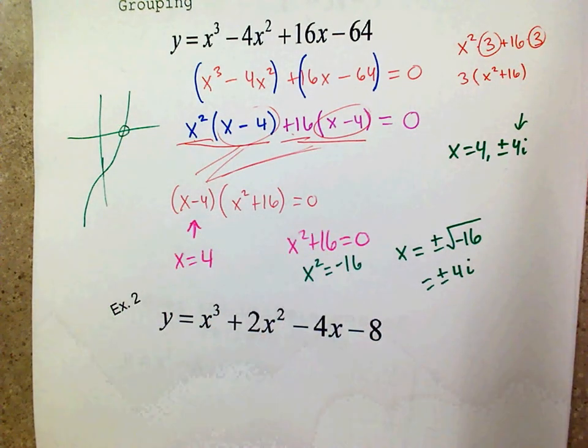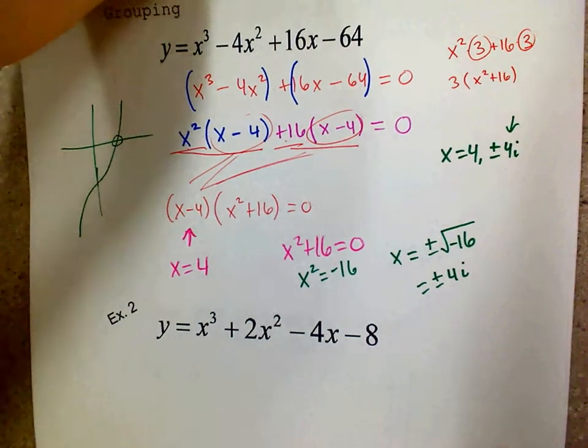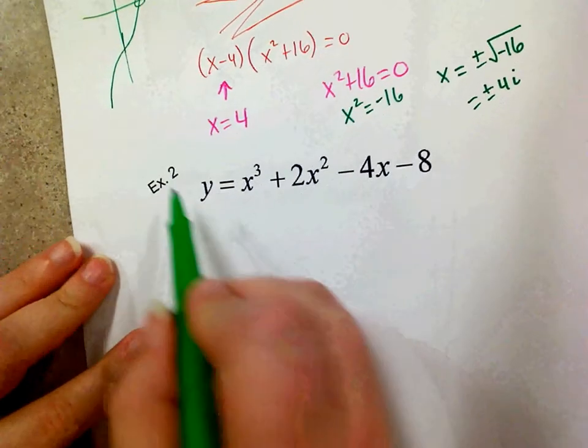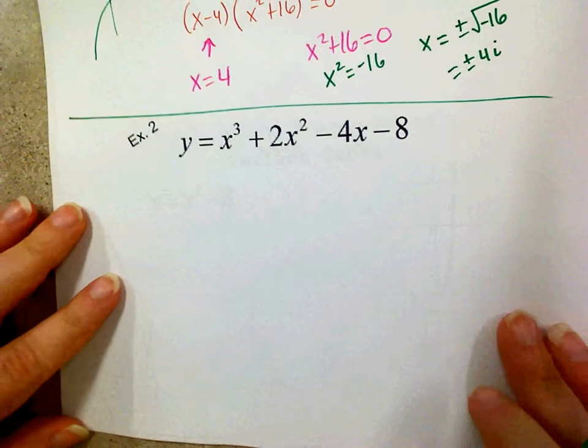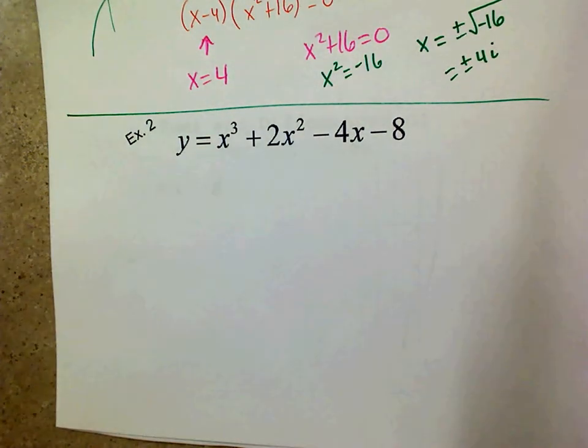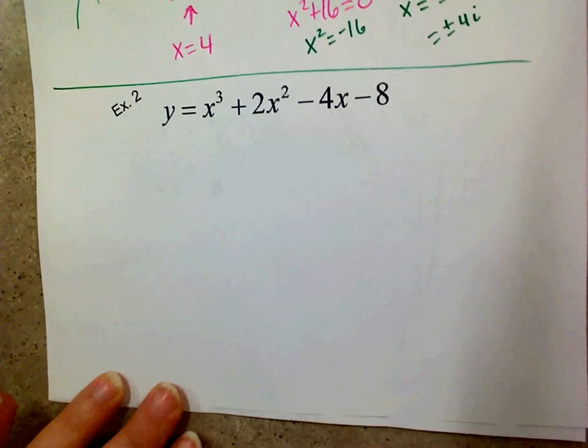All right, let's do the next one. So I'll give you a second to write this down. X cubed plus 2x squared minus 4x minus 8.